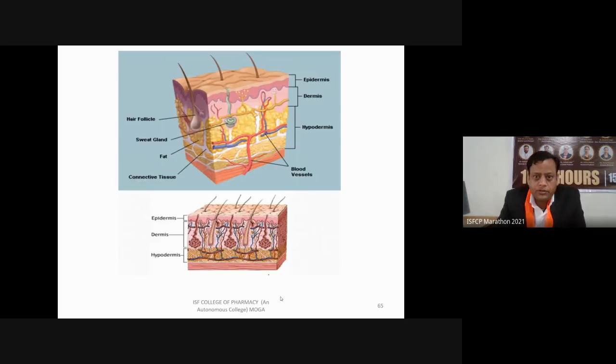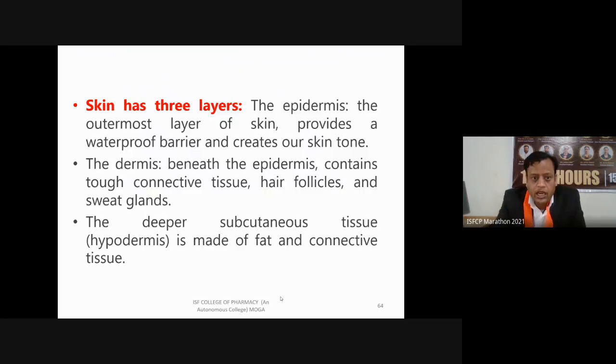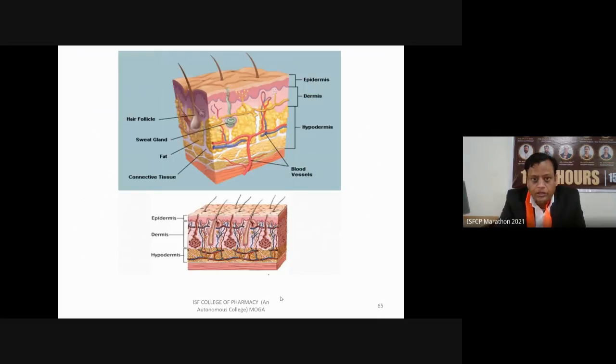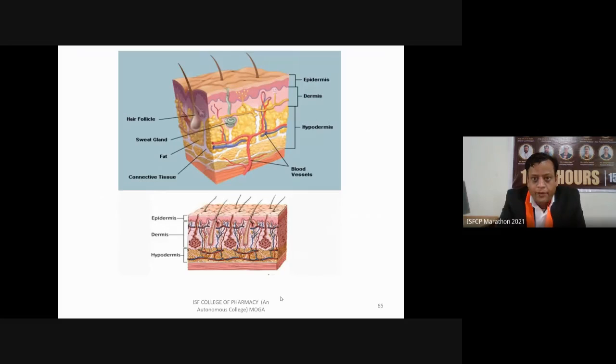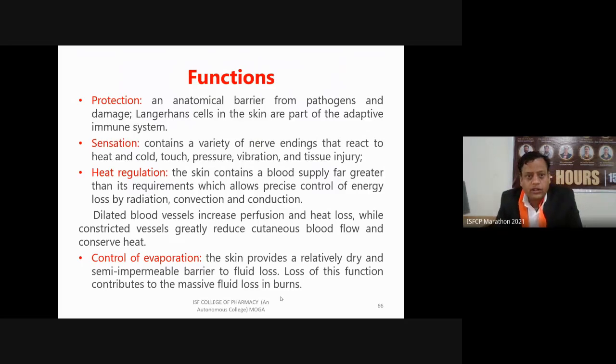You can see in this diagram the epidermis layer is the outer layer. Then it is connected with the dermis, which has connective tissue, hair follicles, and sweat glands. Furthermore, this dermis is connected with the hypodermis, which is made of fat and connective tissue. So the topical agents generally perform in this way.